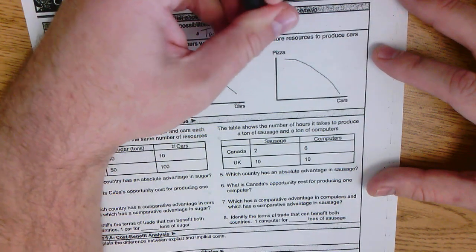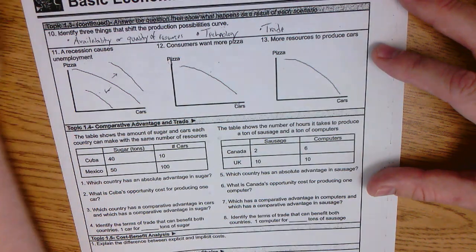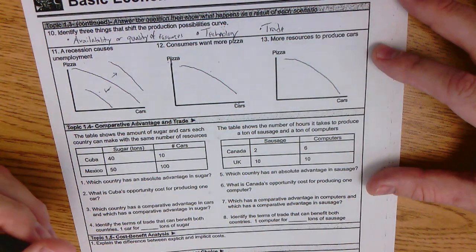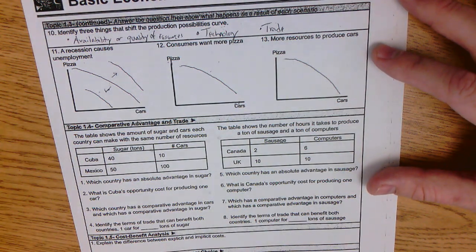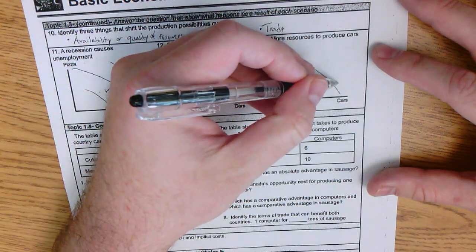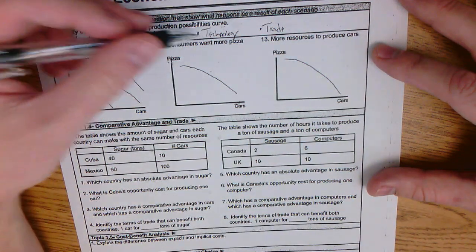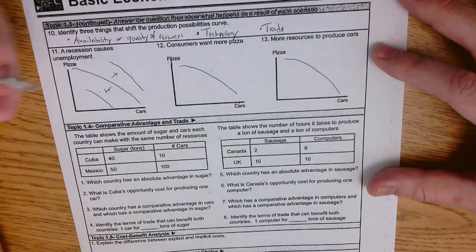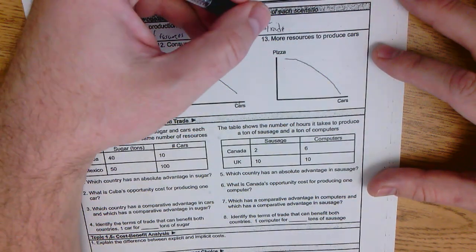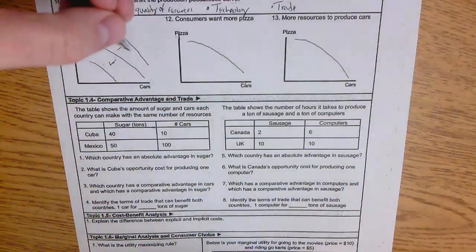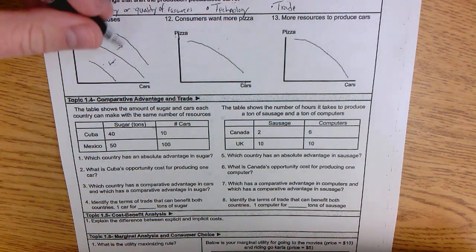And then finally, trade, right? Trade in theory makes everybody better off. If we're able to get cheaper tomatoes from Mexico or cheaper iron from Canada, then we're going to be able to produce more of these goods. So the three things that could shift this production possibility curve are the availability of these resources, the access to technology, and trade.